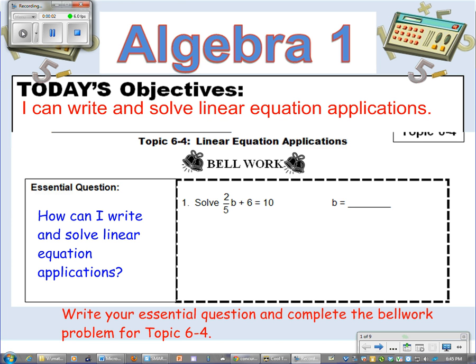This is the recording for topic 6-4, linear equation applications. Our objective today is I can write and solve linear equation applications. So our essential question is, how can I write and solve linear equation applications? First, let's begin with the bell work.